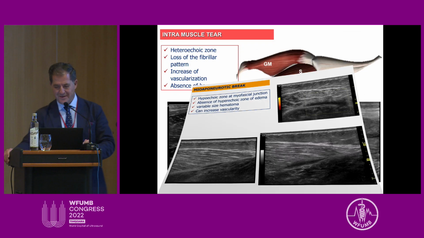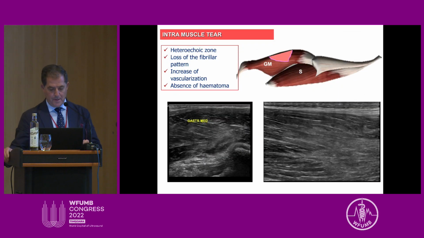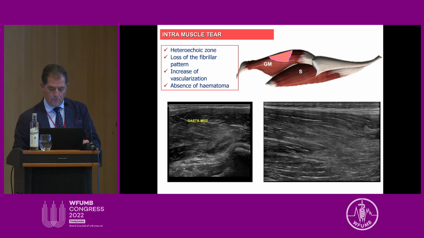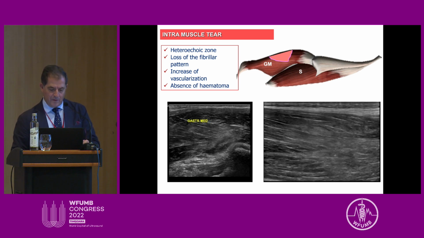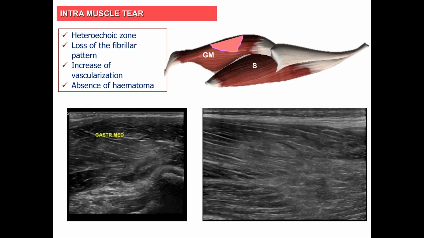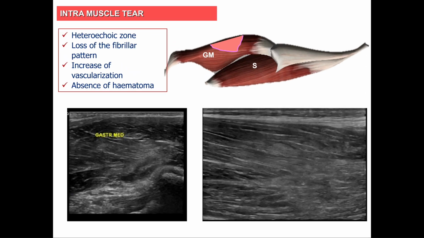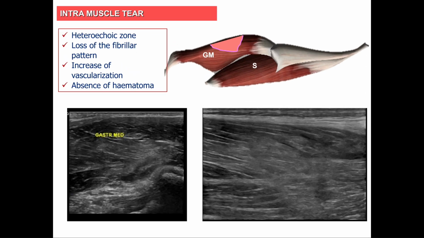The third kind is less frequent, but sometimes we find the edema area, a hyperechoic area inside of the muscle. The posterior fascia and the anterior aponeurosis are not affected. And normally the hematoma is absent.